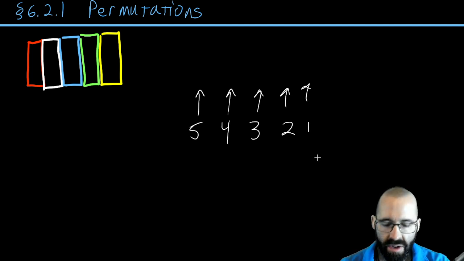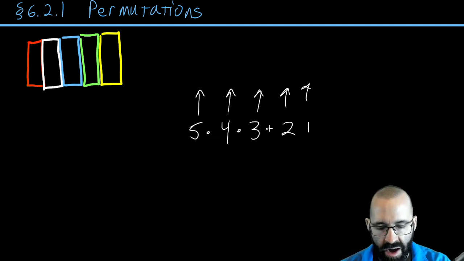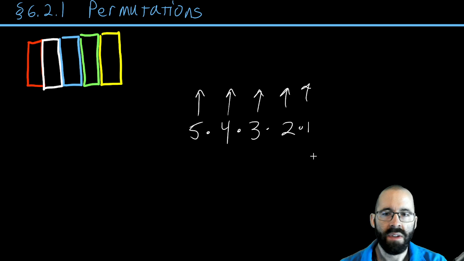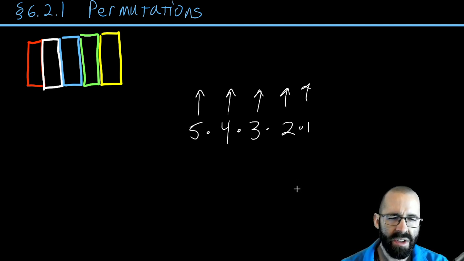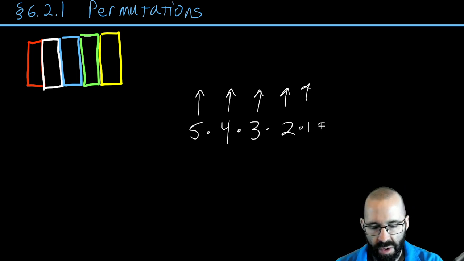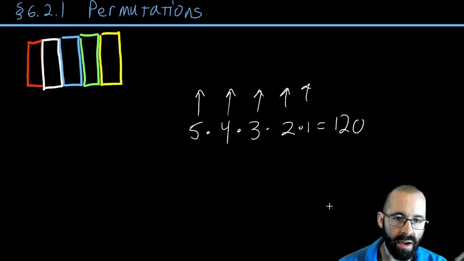So this might look familiar. We are going to multiply all these up. How many ways are there to order these blocks? 5 factorial, which is, I believe, 120. Yep, there are 120 ways of ordering these blocks.